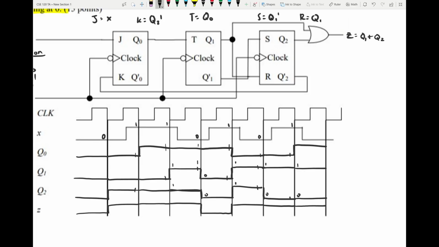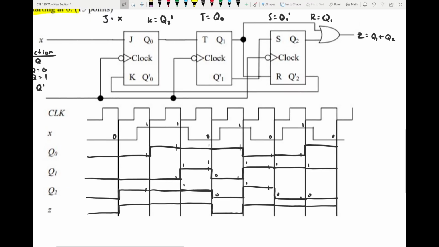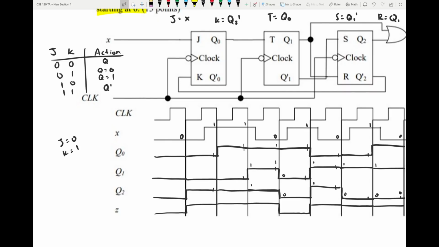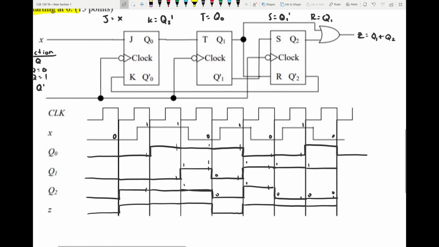Last clock cycle here, our X is at a 0, which means our J is a 0. Now K, being based on Q2 not, Q2 at this point was a 0, which means Q2 not is going to be a 1. It's going to give us a 0, 1, which means that our Q, in this case, will become a 0. So that's just a 0. Now, we don't know what happens after this clock cycle, and honestly, we don't care. So this just goes off into the void as a 0.